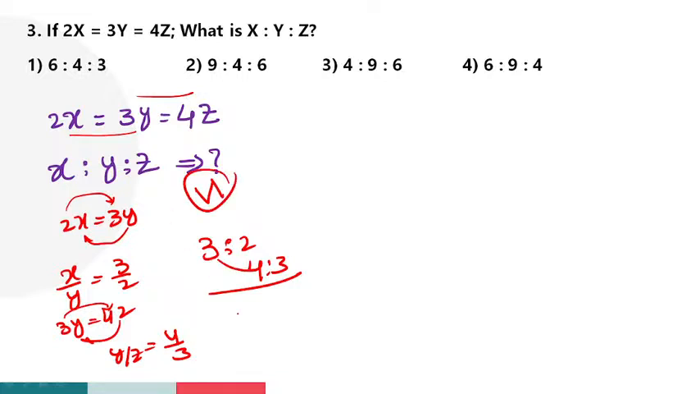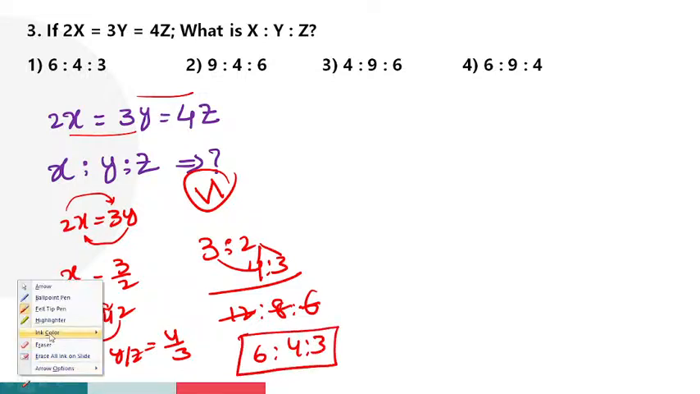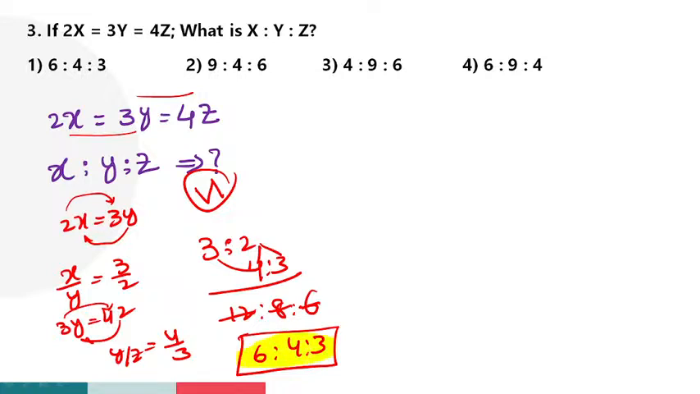Okay, 4 3s are 12. 2 4s are 8. 2 3s are 6. Any cancellation? Yes. 2 6s are 12, 2 4s are 8, and 2 3s are 6. Any cancellations? No cancellation. The final answer is 6 is to 4 is to 3. Which option is the right answer? Option 1 is the right answer, guys.